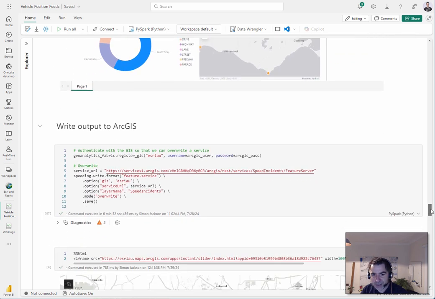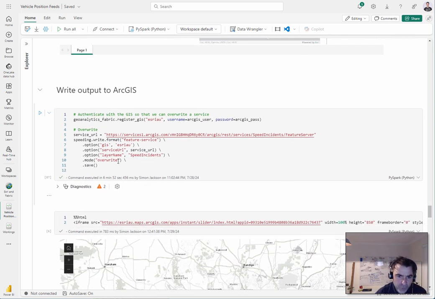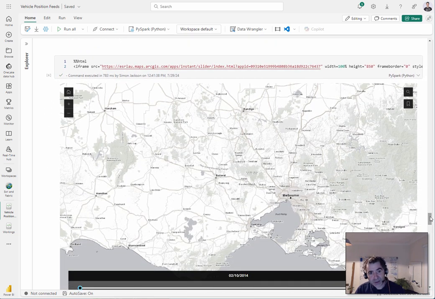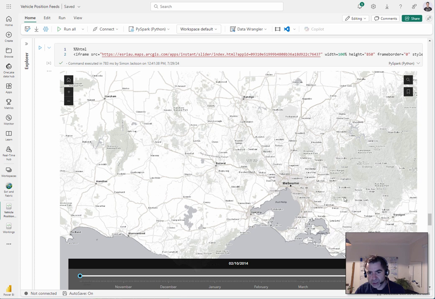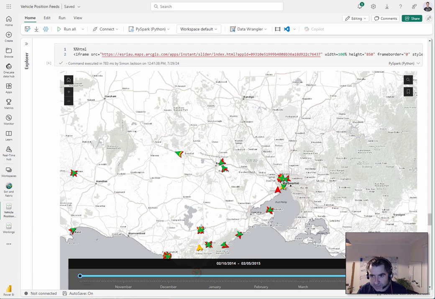Of course, we can write this out to the GIS. We can overwrite or do an append and visualize this information outside of this environment, or in here, we're just going to look at the map from within a cell. So we can see there's a lot of these incidents that happen over this time period.